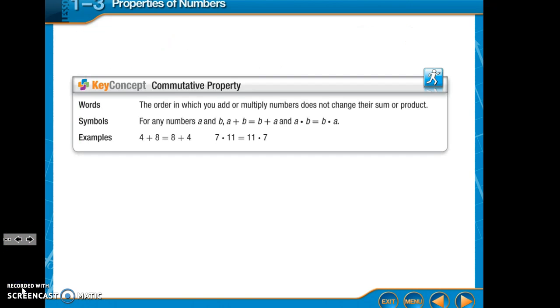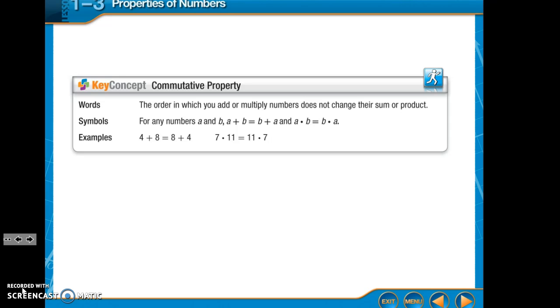The second to last property is the commutative property. This has to do with the order that your terms are in. It says that A plus B is the same as B plus A, so we can flip it. This works in multiplication and addition, but not subtraction or division.